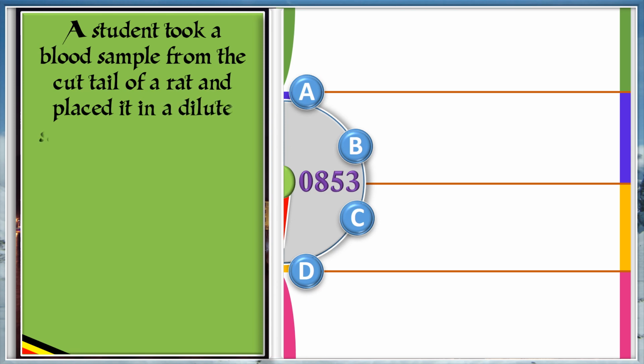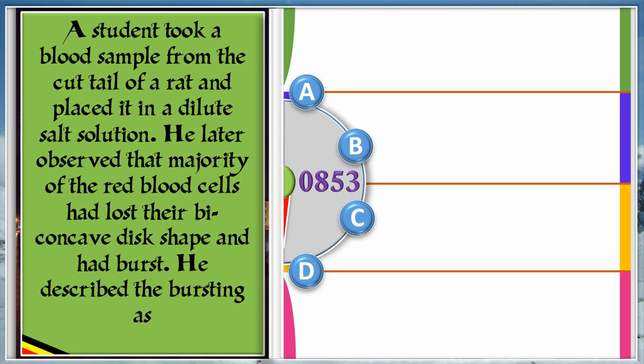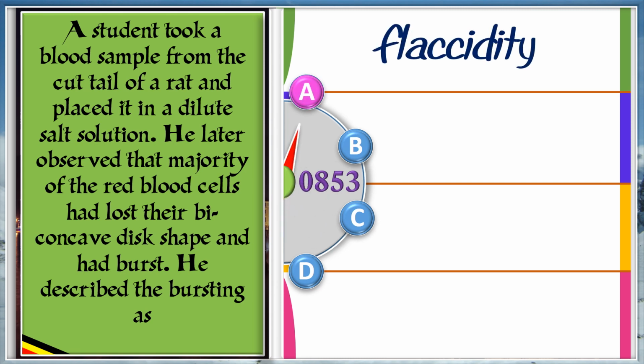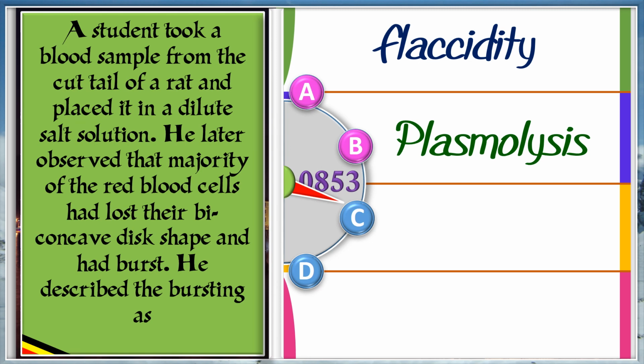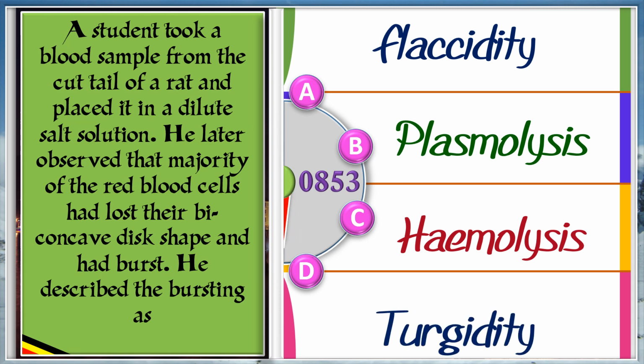A student took a blood sample from the tail of a rat and placed it in a dilute salt solution. He later observed that the majority of the red blood cells had lost their biconcave disc shape and had burst. He described the bursting as A. Flaccidity. B. Plasmolysis. C. Hemolysis. D. Turgidity. And the answer is C. Hemolysis.